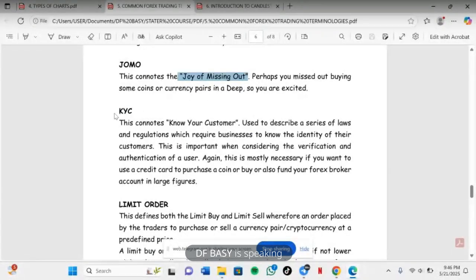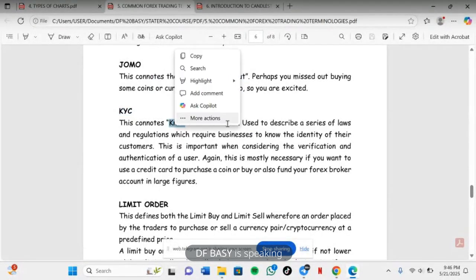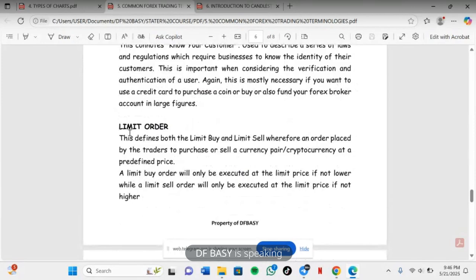KYC, you guys should know that one. KYC is know your customer, right? Limit order: this defines orders that you drop when you want to take a trade, when you want a price to reach a particular point and your broker to trigger that trade for you, right?